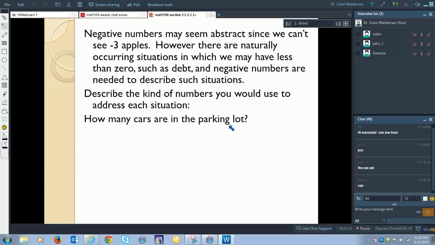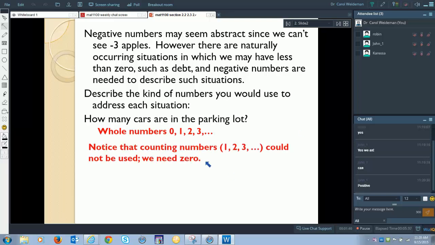How many cars are in the parking lot? What kind of numbers would we use to describe that? So how many cars could be in the parking lot? We can't have negative cars, right? We can have positive, but we can also have a 0. So we actually want to look at whole numbers. We're not using counting numbers because counting numbers start at 1, but we'd use whole numbers because there might be no cars in the parking lot. So we want to think about that.